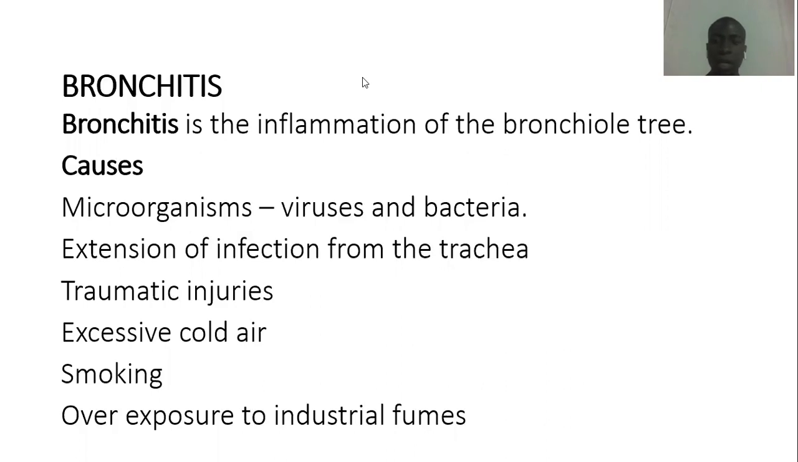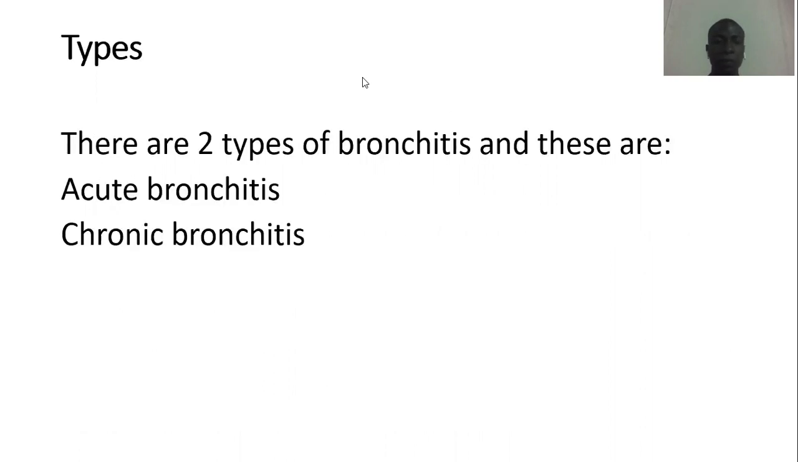The other cause of bronchitis is overexposure to industrial fumes. Those who live in the Copperbelt, where there's too much exposure to sulfur, can end up having bronchitis. Too much exposure to chemicals produced by industry, such as carbon dioxide and sulfur dioxide, can cause bronchitis. So those are the causes of bronchitis.